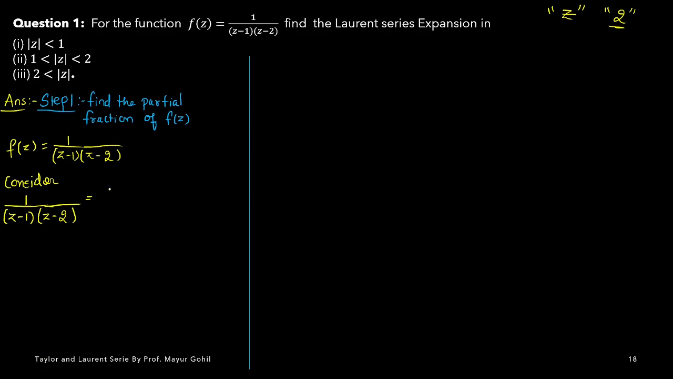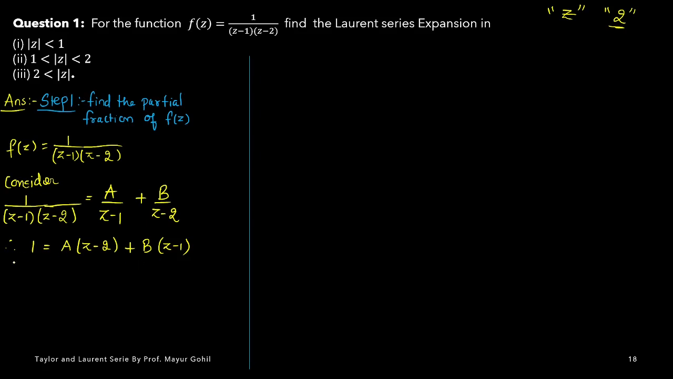So a over (z minus 1) plus b over (z minus 2). When we do this, what we are now supposed to do is multiply the denominator onto both sides. We get a times (z minus 2) plus b times (z minus 1). This is the thing that we will get.